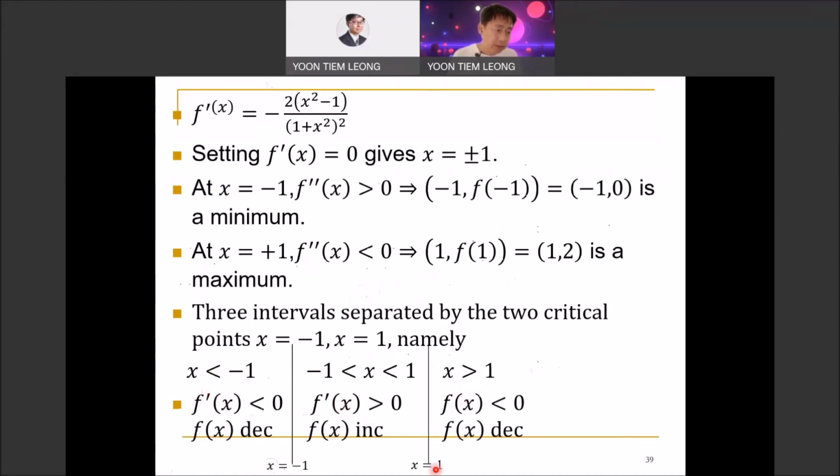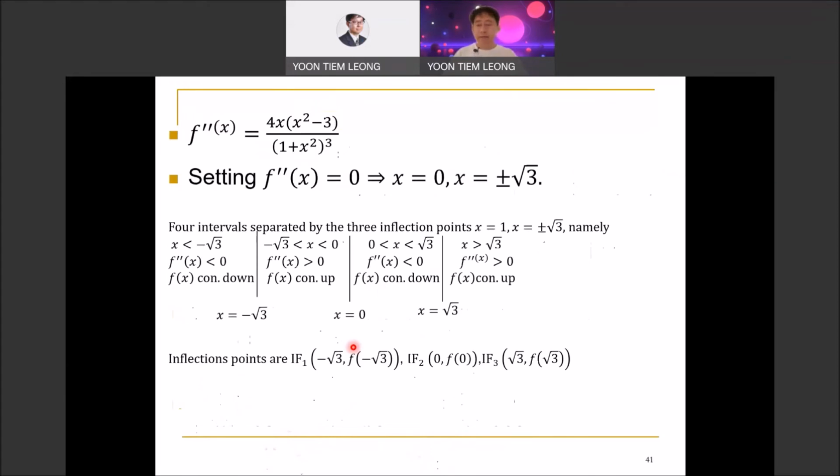This is a critical point, and at this critical point, the function changes its trend, and then this is a point which is a minimum. This is a maximum, right? So we have identified the critical points, the local maximum and minimum by looking at f prime. Then here we have identified the inflection points and the concavity of the function by looking at the f prime prime. So that finishes up the ABC part.